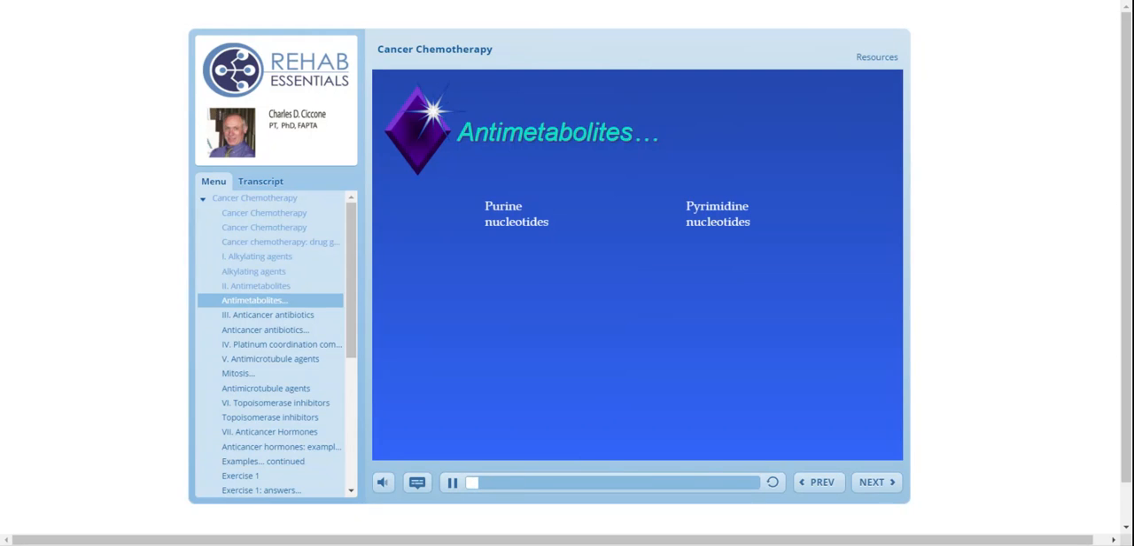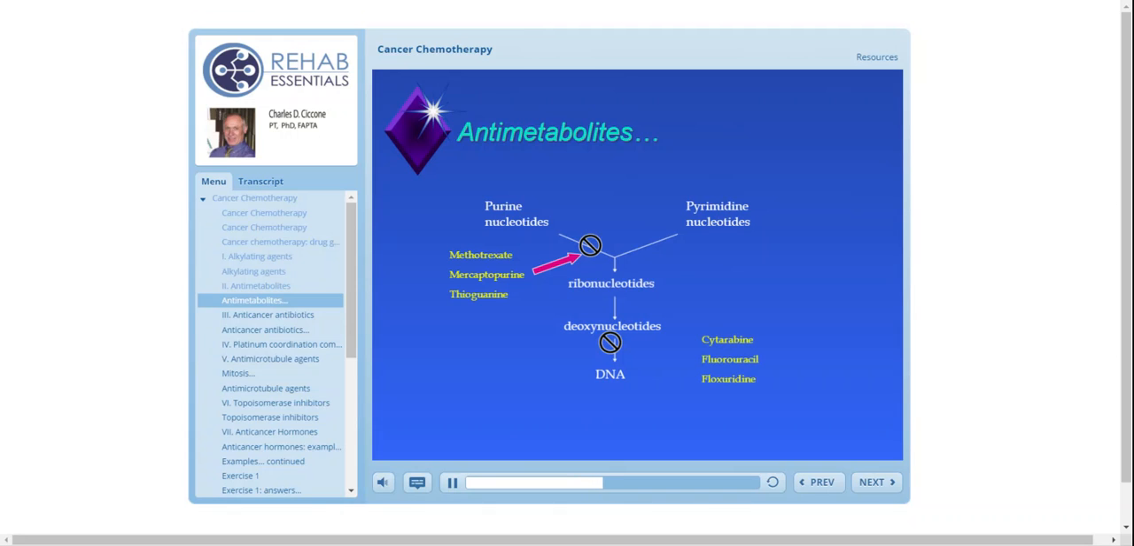So when it's time to make DNA, we start by combining a purine building block or nucleotide with a pyrimidine nucleotide to form the ribonucleotides, which are then transformed into the deoxynucleotides, which are then synthesized into DNA. Some of these drugs, like methotrexate, mercaptopurine, and thioguanine, inhibit one of the earlier steps in this process. Other drugs, cytarabine, fluorouracil, and so forth, get involved in one of the last steps.